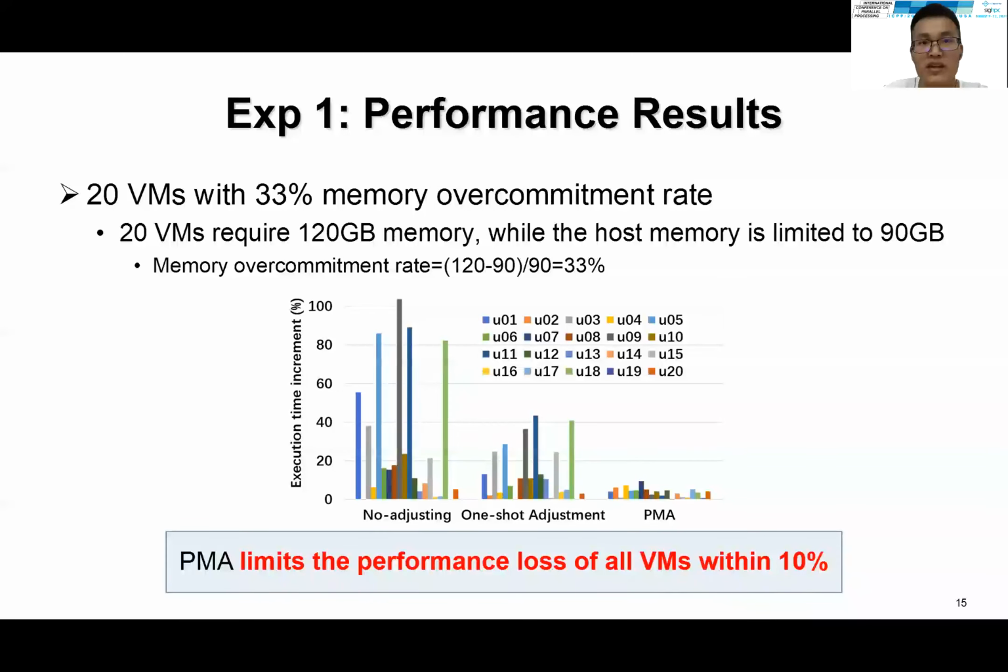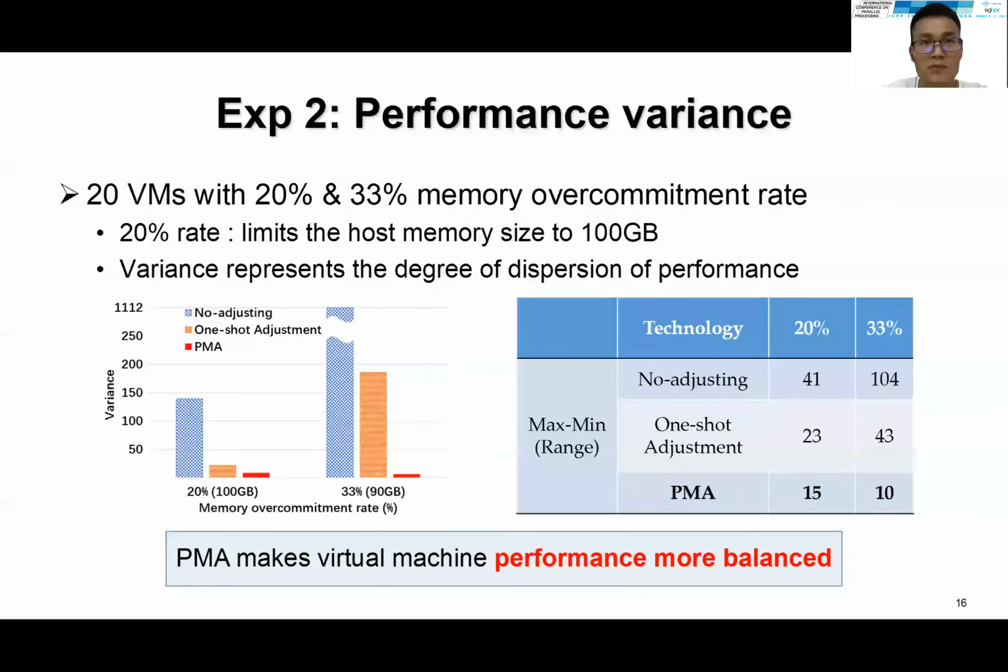As we can see, PMA limits the performance loss of all VMs within 10%, which is better than one-third adjustment and no adjusting. To make the performance result more straightforward, we calculate the variance and range of the execution time increment of all 20 VMs. The experimental results show that PMA makes virtual machine performance more balanced.